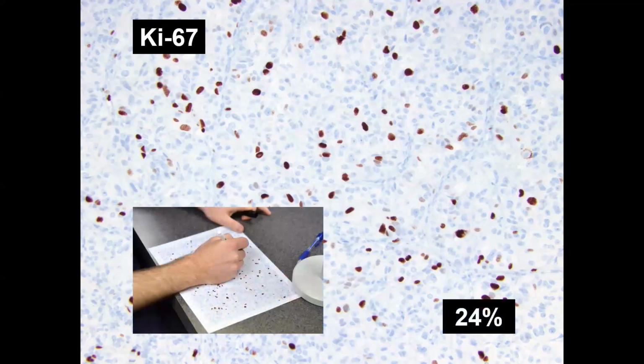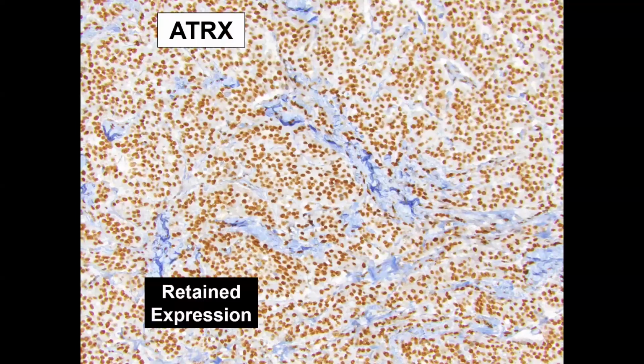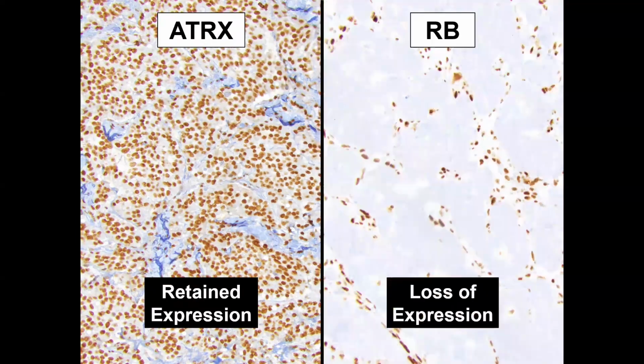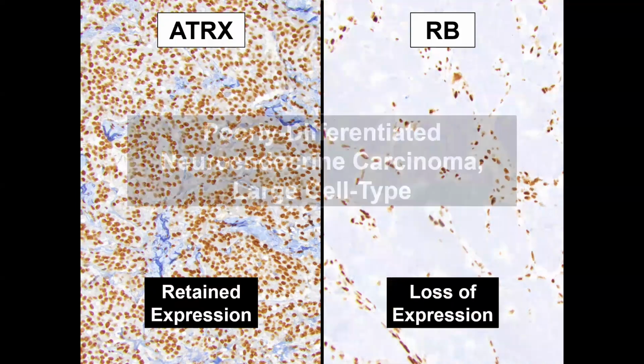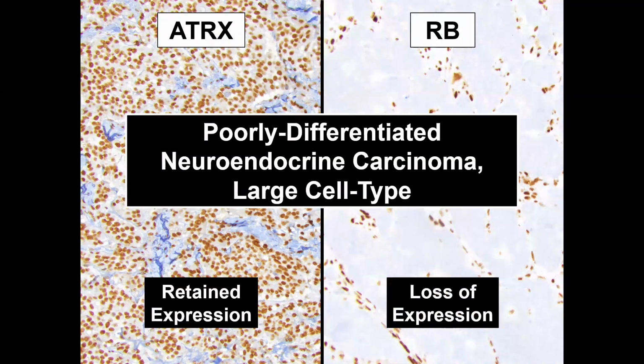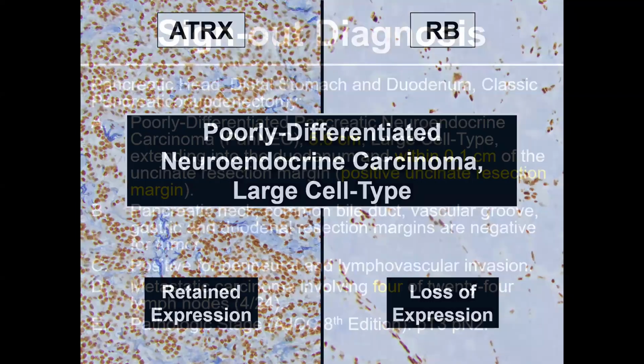After consistently getting that 24% Ki-67, we stained with the same panel of stains that I had mentioned before, where we performed ATRX immunostain, which showed retained nuclear expression, as well as RB, which in this case showed clear loss of expression within the neoplastic nuclei, with preserved expression as an internal control within the supporting stroma. That overall is consistent with a poorly differentiated neuroendocrine carcinoma, and based on the histologic features, large cell type. So how do I sign this case out?